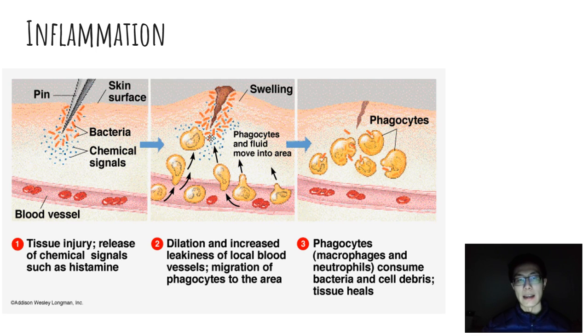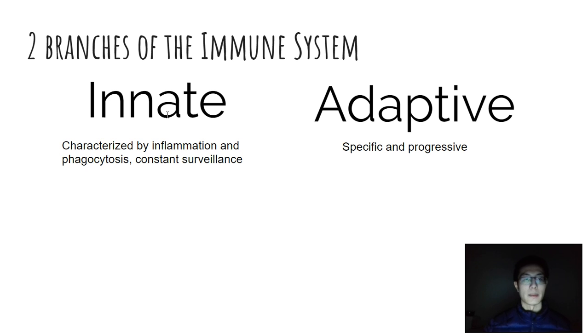But in addition to that blood clotting, which prevents more bacteria from entering, you also have an innate system inside that pushes for this dilation and leakiness of local blood vessels and ultimately allow for migration of phagocytes to the area to help mediate the process of healing. So this is the whole concept of innate immunity. Remember, this is a generalized approach by your body to help protect itself from pathogens in a non-specific way. Again, it's characterized often by inflammation, phagocytosis, as well as surveillance of areas.